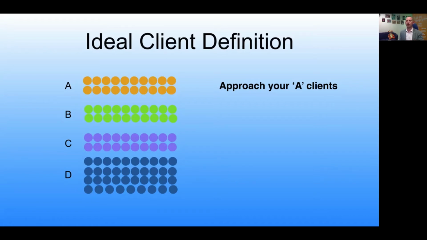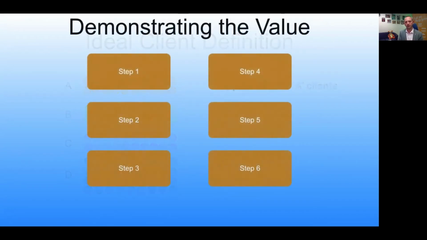Okay, so I'm not seeing any questions in there yet, so I should continue. So that's who to approach. And then the how really, and this is the 6-stage process that I'm going to talk you through, is going to enable you, A, to demonstrate the value, and in such a way that your clients want to buy from you. Now, there are some caveats before I talk through this.